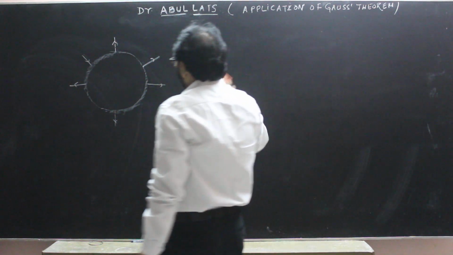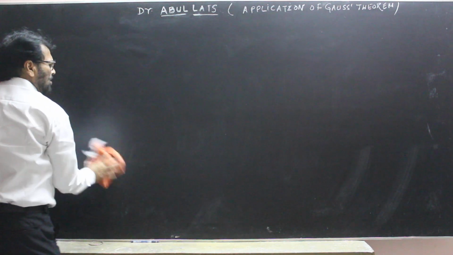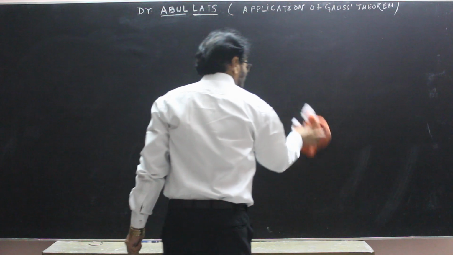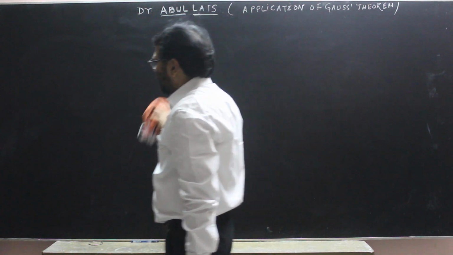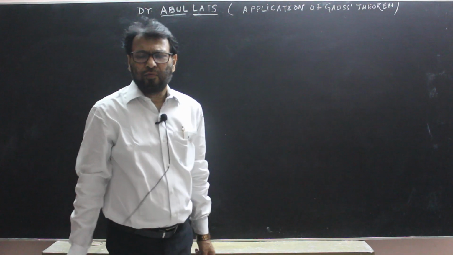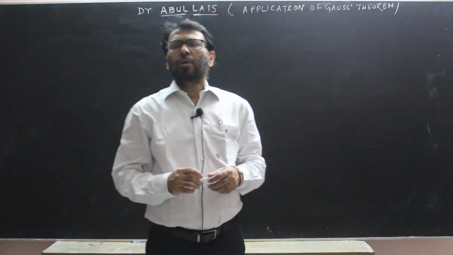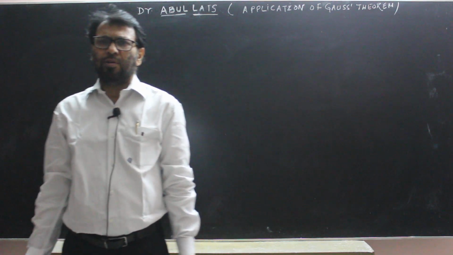And why it is an equipotential body? Because if there is a potential difference between 2 points on the surface of conductor, the potential difference will be destroyed by the flow of electron from lower potential to higher potential till the potential is destroyed.